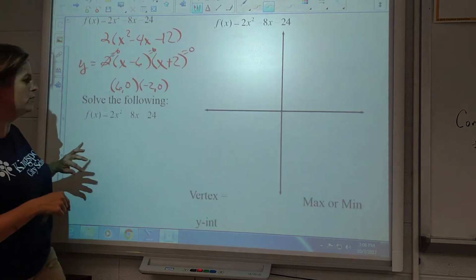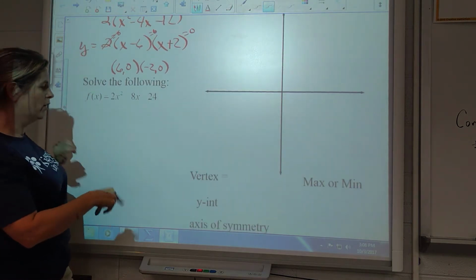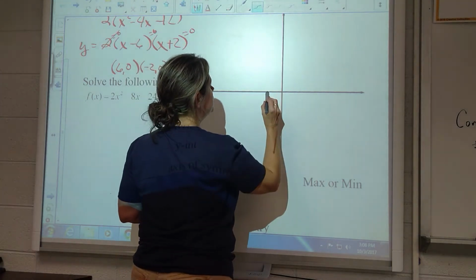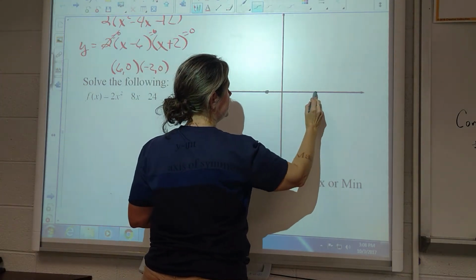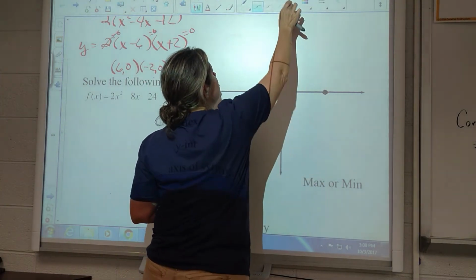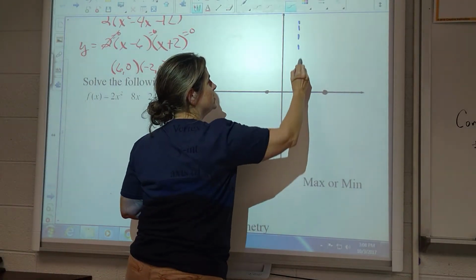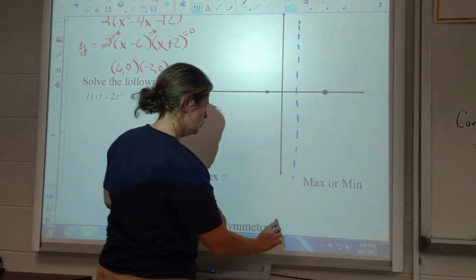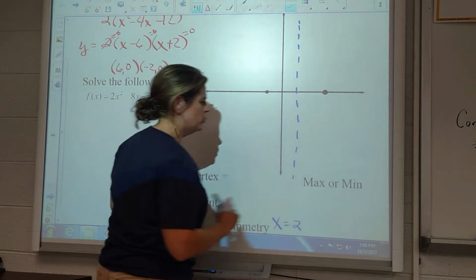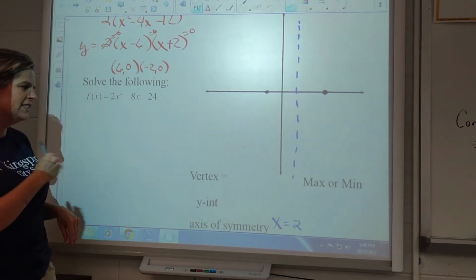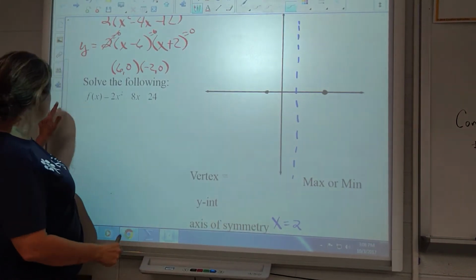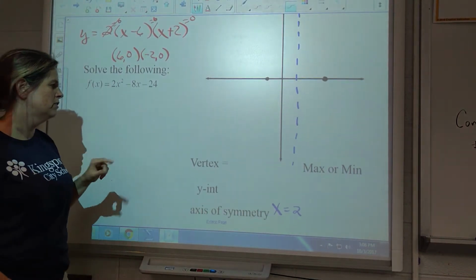Once we factor those, we will be able to find our axis of symmetry. So we'll put our negative 2 on here and our positive 6. The midpoint is our axis of symmetry, so the midpoint falls at a positive 2, which gives us x equals 2. We write the equation for vertical lines as x equals. Make sure that that is an equation.